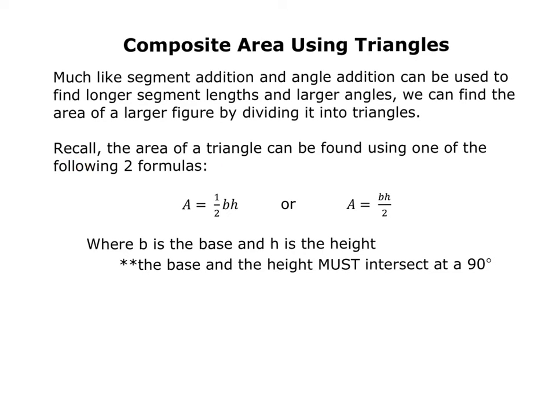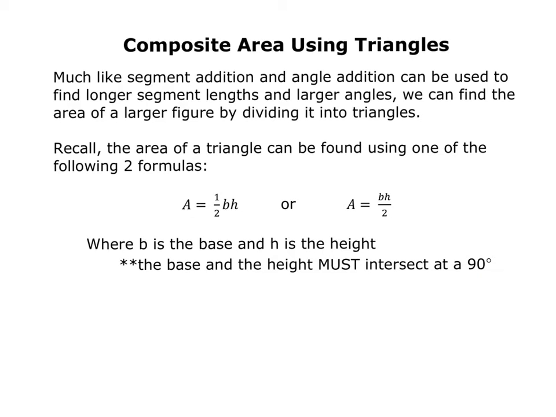Now recall, the area of a triangle can be found by using one of these forms of the formula. We have A equals 1/2 BH, base times height, or the area equals the base times the height divided by 2. So it's the same thing, just which way you prefer to do it. Remember, B is the base and H is the height, and the base and the height must intersect at a 90-degree angle.